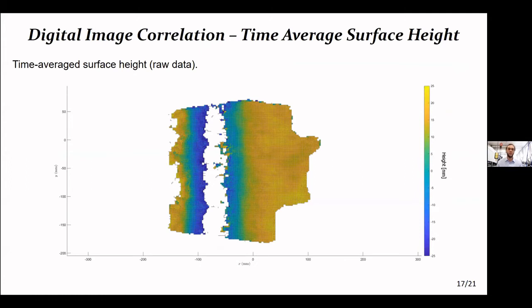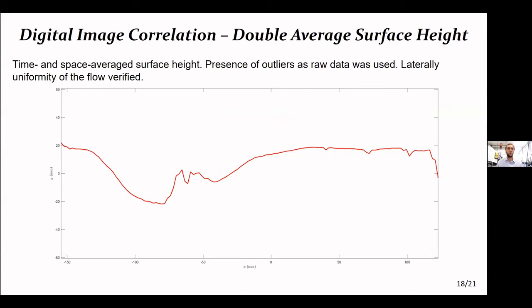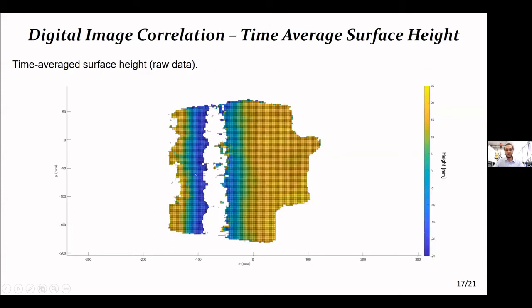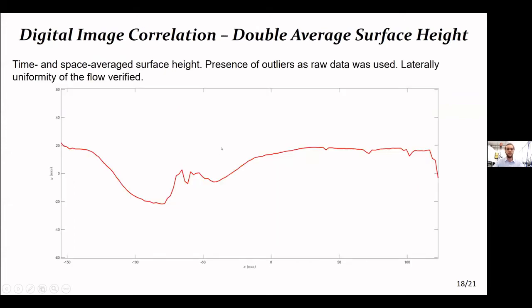Similar to what was done for the velocity, the time average surface height was computed. These images were obtained using raw data. As you can see, in fact, there are some outliers. The gap here is the hydraulic jump that, due to non-visible misalignment of the camera, it was not possible to reconstruct perfectly. Nonetheless, it was possible to obtain the profile of the surface. Of course, this part is not correct and is caused by the presence of this wrong measurement here.